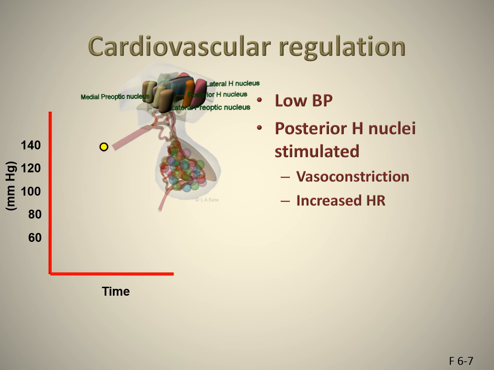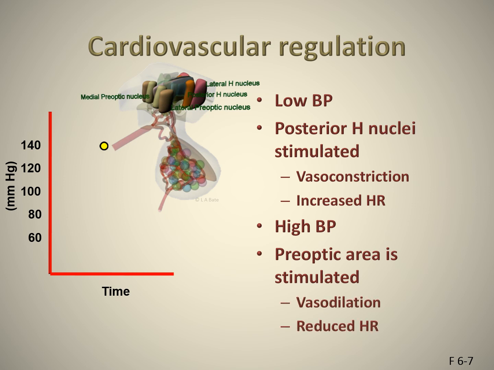As you can see, this translates into an increase in blood pressure, but perhaps it was a little bit too much this time. That increase in blood pressure is then sensed by neurons in the preoptic area, which, as in the case of thermoregulation, will trigger vasodilation as well as a reduction in heart rate. This will translate into a mild reduction in blood pressure, bringing it to normal levels.